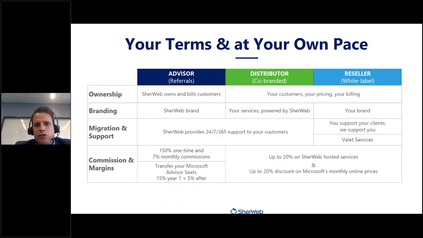So before we wrap things up, I just want to highlight the fact that at SureWeb, we've got multiple partner programs, and that's key to allow you as a partner to really join the partnership at SureWeb on your own terms and at your own pace. So for example, we have an advisor program, we have a distributor, which is a co-branded, and a reseller or white label program. Based on how you want to manage your relationship with your end customer and your relationship with SureWeb, you choose the right program for you.